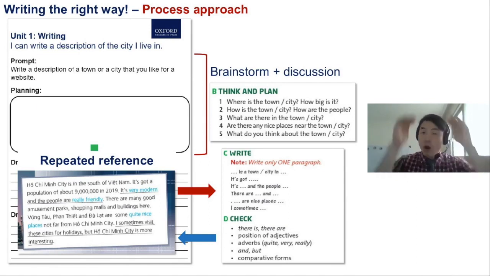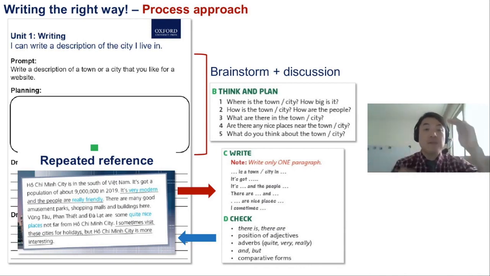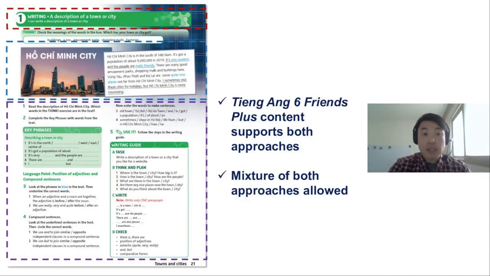So you can see that all of the content is still being used in that writing page, but depending on your process and different approach, either the product approach or the process approach, you're going to divide the information and the flow of content is going to be slightly different. So like we said earlier, all the skills and all the content is there. Tiếng Anh 6 Friends Plus allows both processes to be used. All the content is there, material resources are also there, and it all depends on what the teacher believes is best for their students and how much flexibility and adjustment is needed in the classroom.